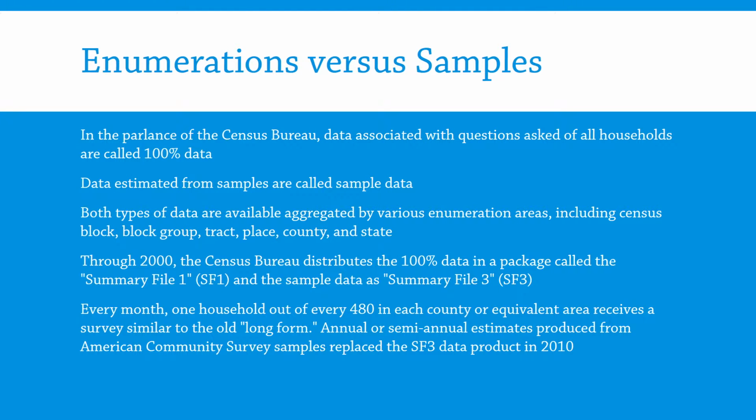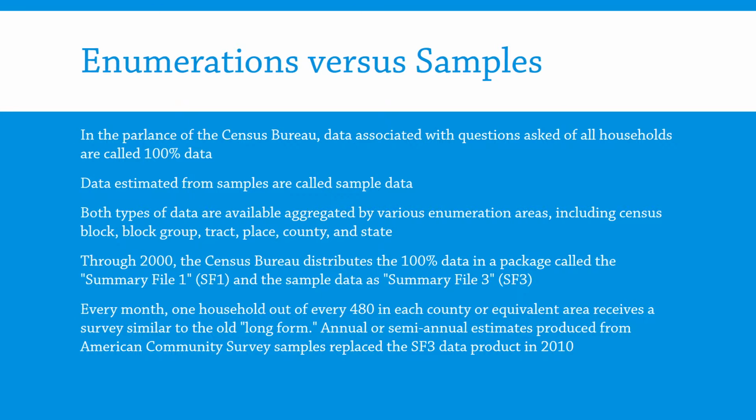So at the Census Bureau, the way they describe this is data that is associated with questions asked of all the households. They call it their 100% data. And data estimates from samples are called sample data. So when you're looking at census data, if it says sample data, you know that that was sampled out of 1 of every 6 homes. And if it says 100% data, it means that they literally collected that from every individual that they conducted the census on.